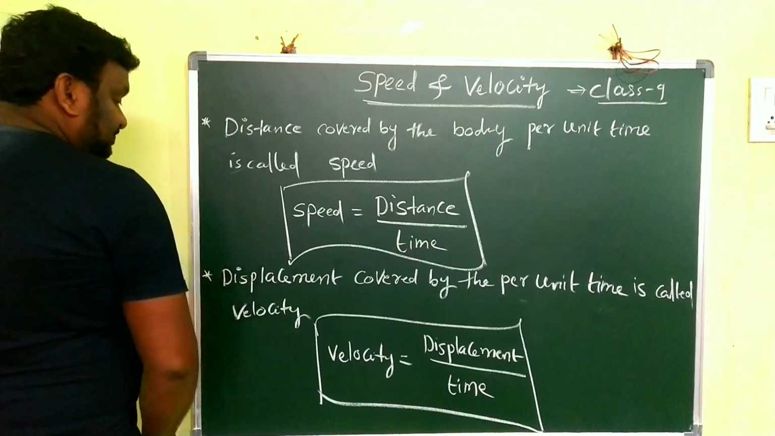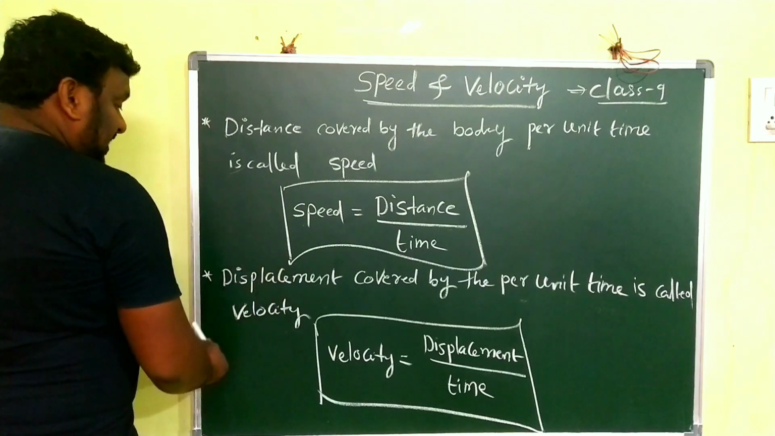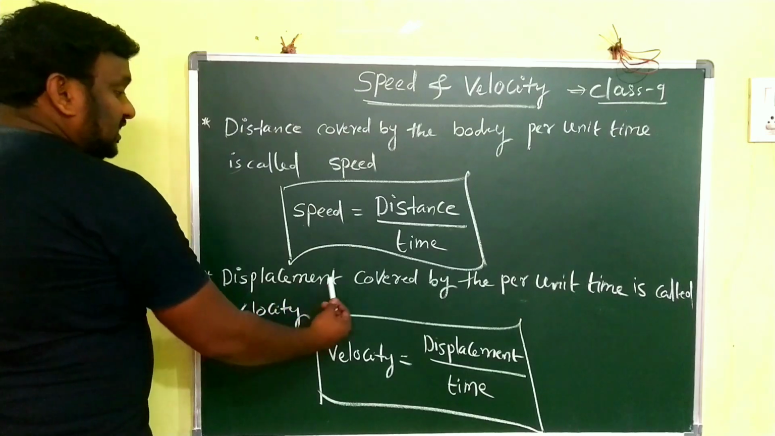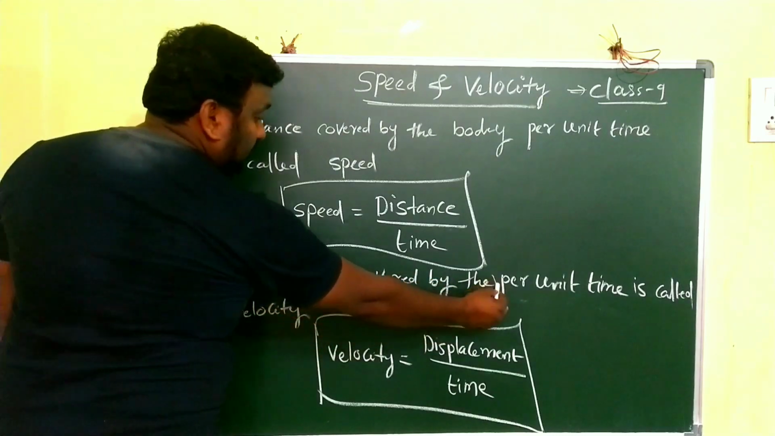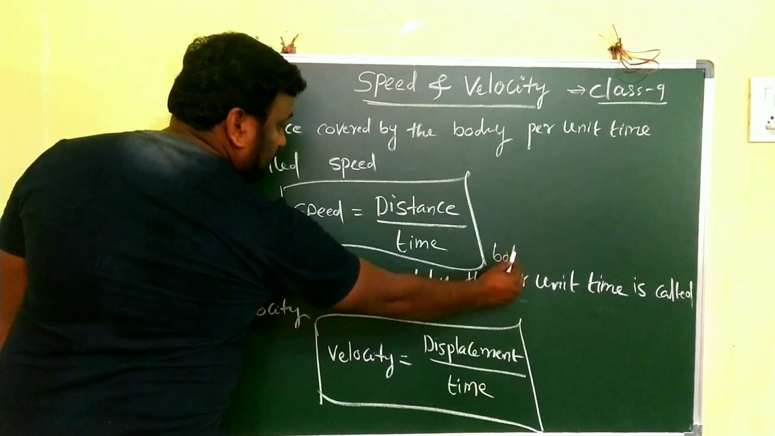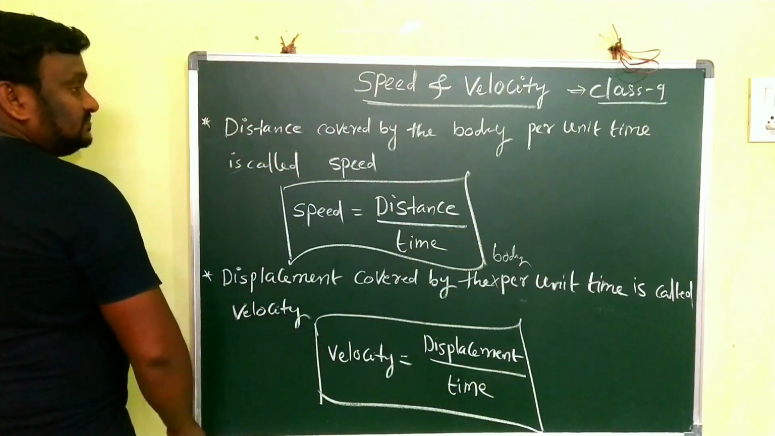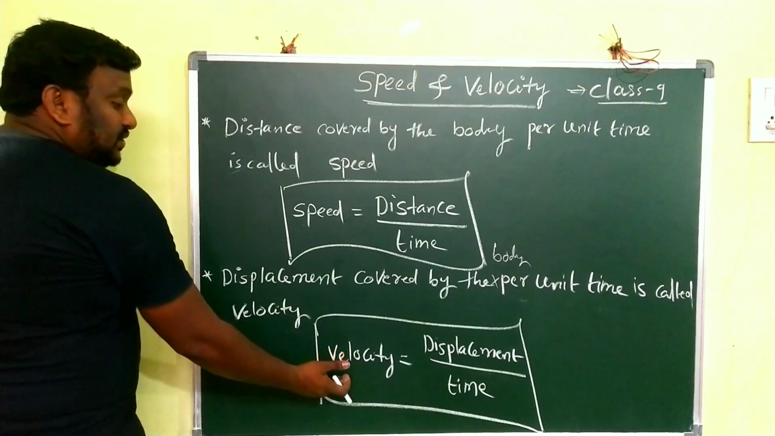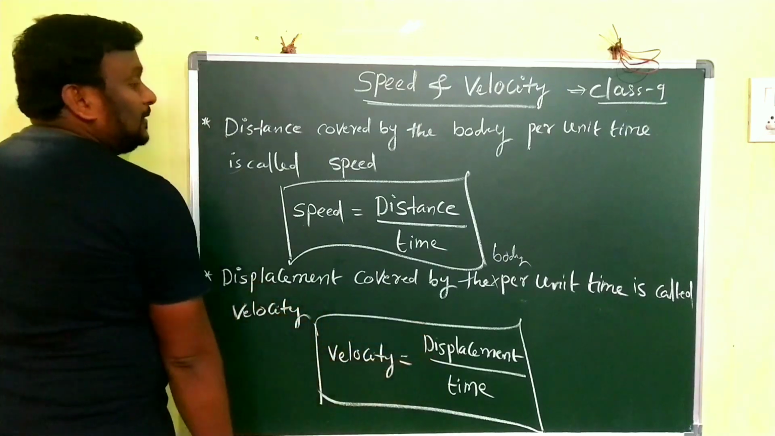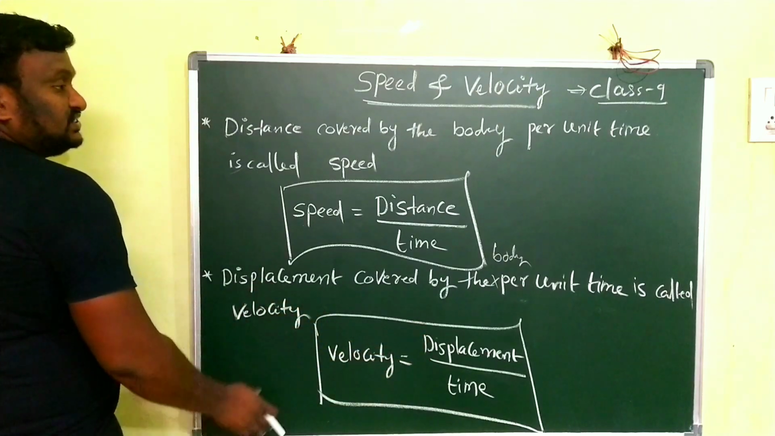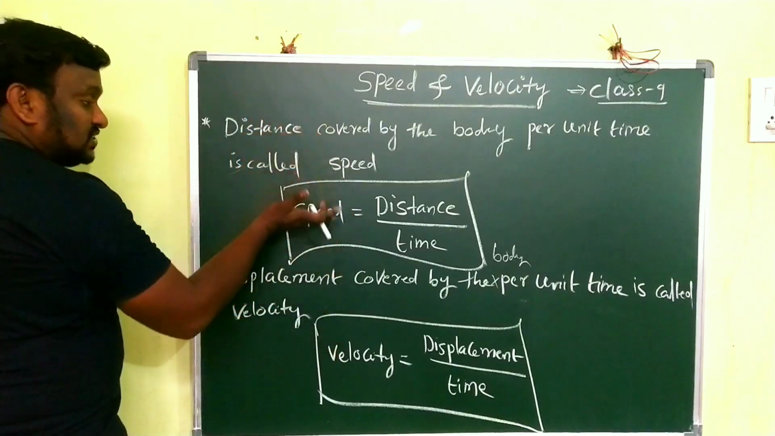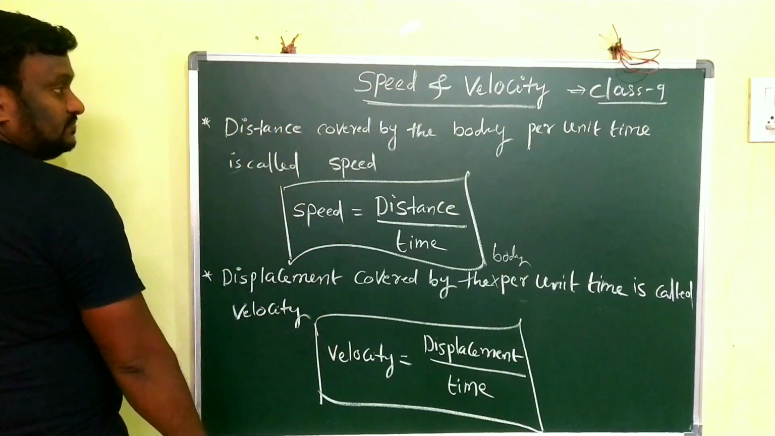And velocity. Velocity is what? The displacement covered by the body per unit time is called velocity. Velocity is equal to displacement by time. Clear? So these are the definitions and formulas for speed and velocity.